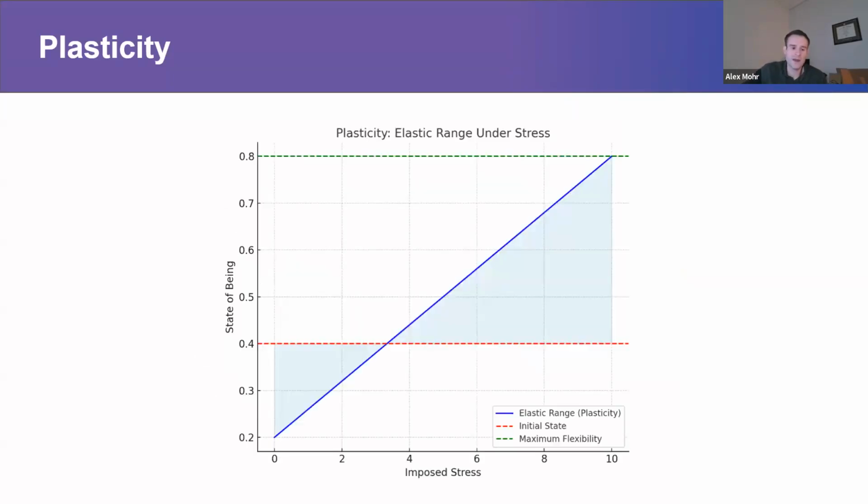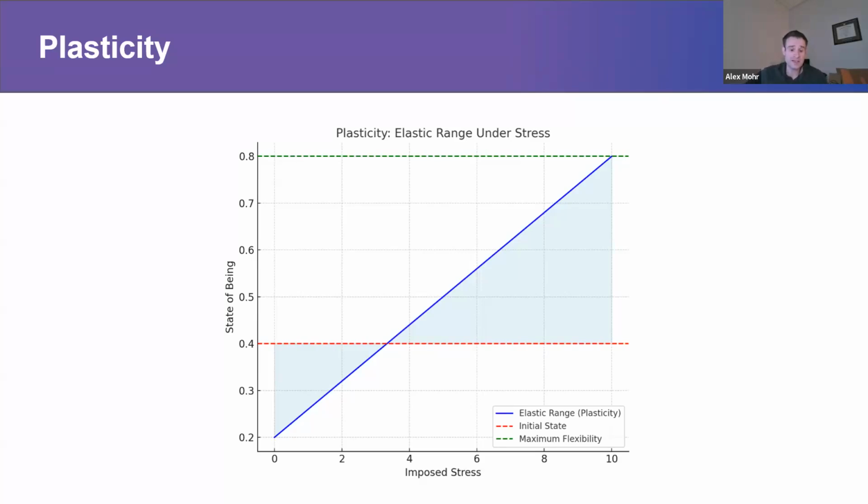We can think about this perhaps more simplistically, looking at this simple line graph. On the y-axis, we see the state of being, and on the x-axis, we see imposed stress. So we have the red line denoting the initial state. If we impose some type of stress on the system, we have some type of elasticity or flexibility, where if we're still in that range, not meeting maximal flexibility, denoted by the green line, we can be pretty certain that we're going to return to the initial state of being.